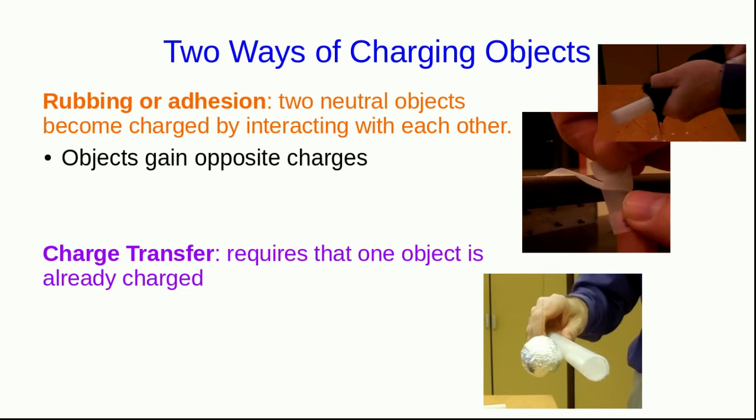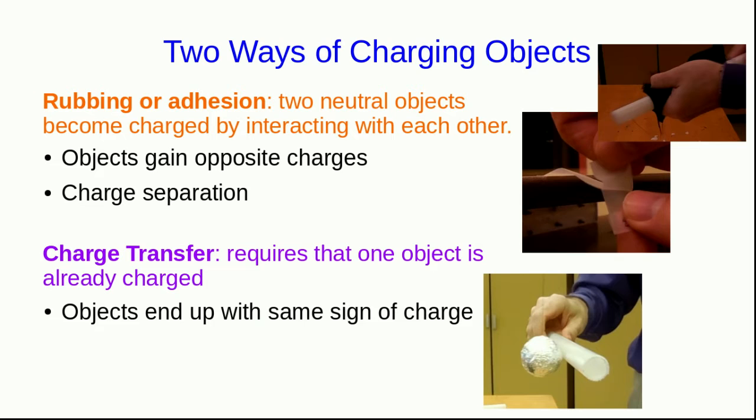For rubbing and adhesion, we started off with two neutral objects, and after they've interacted with each other, they have opposite charges. So this is a process of charge separation. We've started with everything neutral, and we've separated some of the positive out from the negative so that there's a surplus of positive on one object and a surplus of negative on the other object. But charge transfer is totally different. Both objects end up with the same sign of charge, because what's happening is that an object that already has charge gives up some of its charge to the other object. In other words, this is a process of charge spreading out.